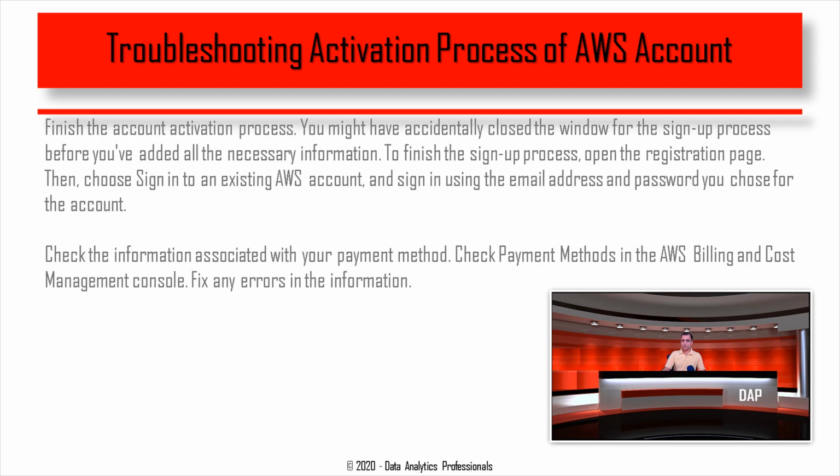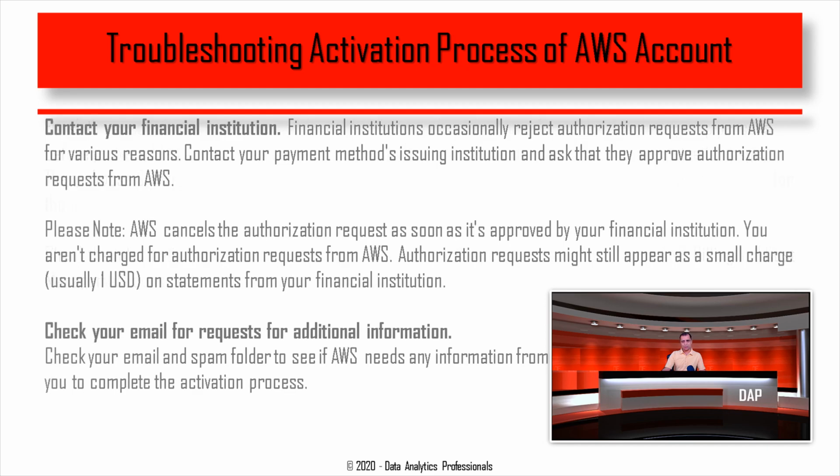So to finish the sign up process, open the registration page, then choose sign in to an existing AWS account and sign in using the email address and the password you chose for the account at the beginning. Now check the information associated with your payment method. Check the payment method in the AWS Billing and Cost Management console. Fix any errors in the information. If you see any error, maybe the card payment details are not right, maybe the number of the card, maybe something with the address, just check all those things, what you generally do with other shopping.